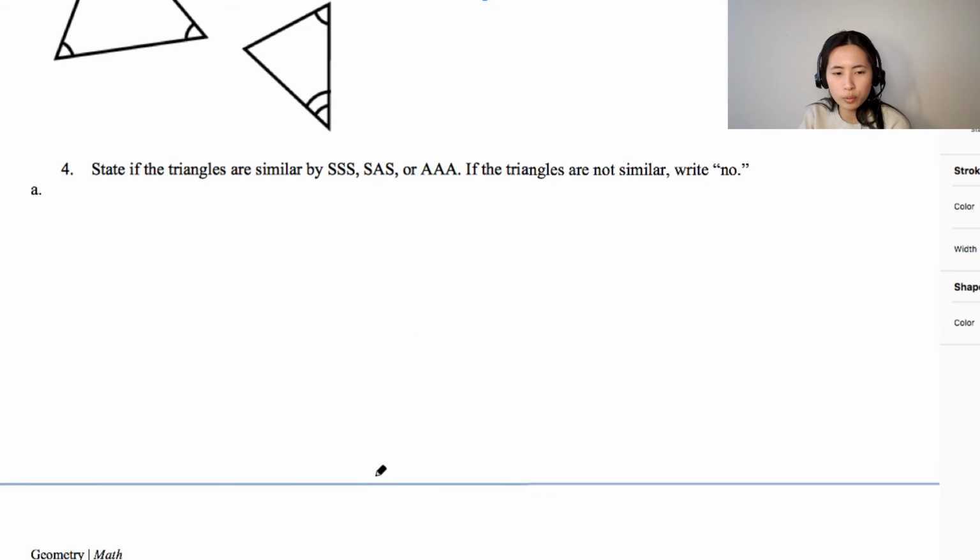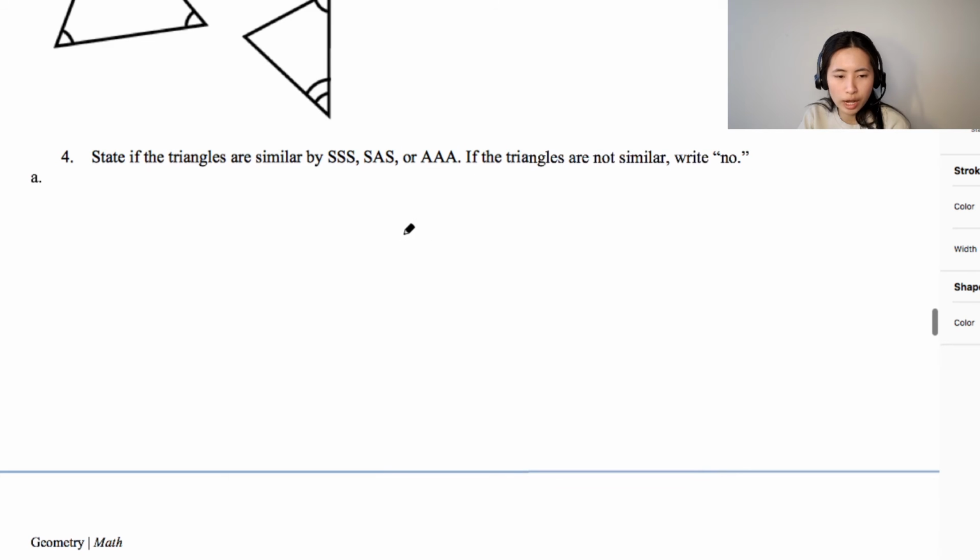Okay, so for number 4, we're going to do the exact same thing. Identify if the triangles are similar by SSS, SAS, or AAA. If the triangles are not similar, then we write no.